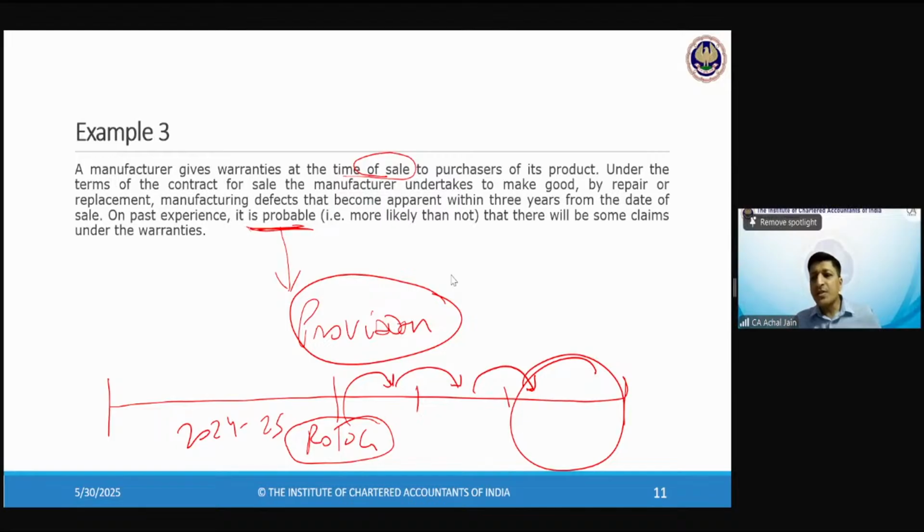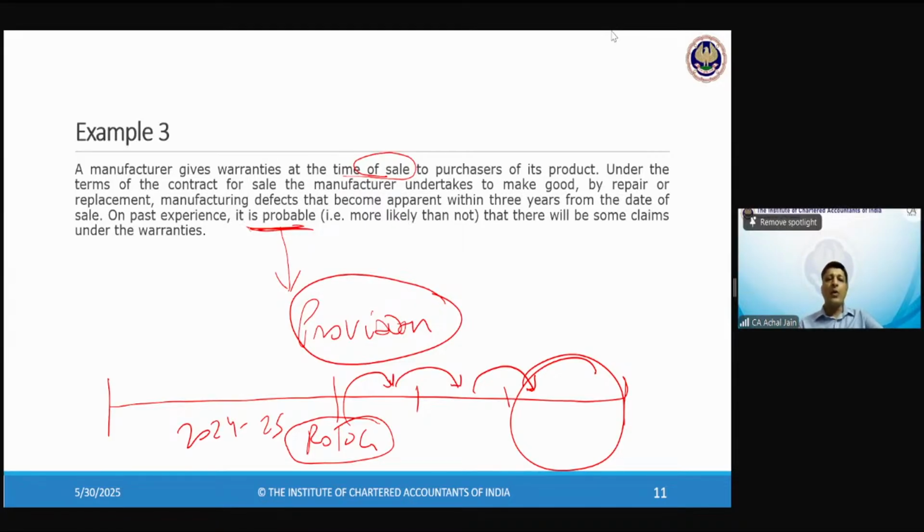Any more questions if you have? Any more questions? Any more doubts? Or are we through? Okay, Devi has a query. Devi is asking, if any one element, timing or amount, is uncertain? Yes, anyone. Yes, that's correct.